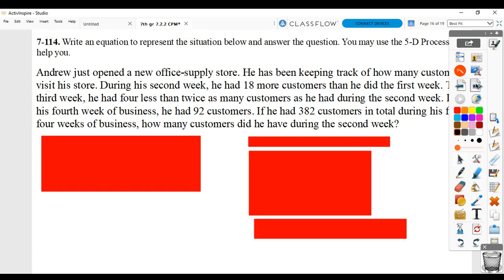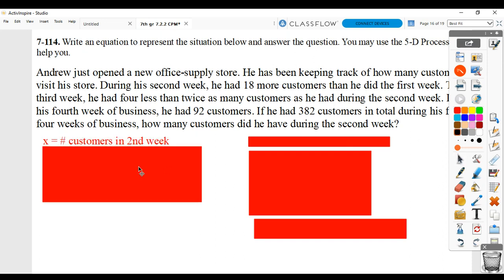For 7.1.14, you have to write an equation and then answer the question, and you can use the 5D process to help you if you wish. So Andrew just opened a new office supply store. He's been keeping track of how many customers visit his store. During his second week, he had 18 more customers than he did the first week. During the third week, he had 4 less than twice as many customers as he had during the second week. And during the fourth week of business, he had 92 customers. If he had 382 customers in total in the 4 weeks, how many did he have during the second week?